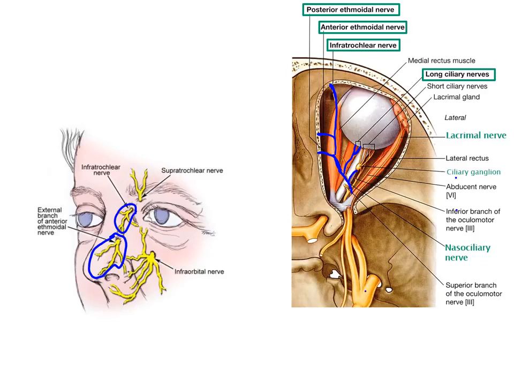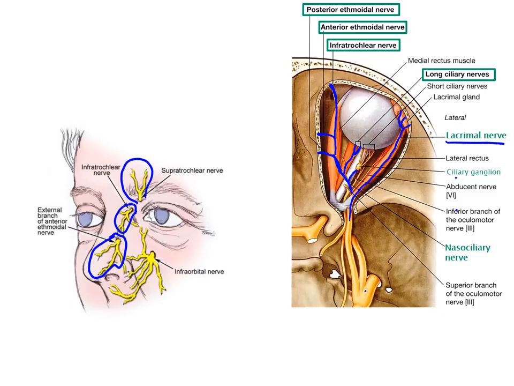Also in this image to the left, notice the supratrochlear nerve here. Recall that was a branch from the frontal nerve, not a branch from the nasociliary. During dissection, the lacrimal nerve will be found coursing along the superior edge of the lateral rectus muscle. This nerve innervates the lacrimal gland. More specifically, it carries sensory information from the lacrimal gland, from the lateral conjunctiva, and from the upper eyelid.